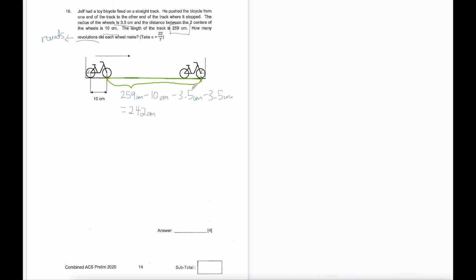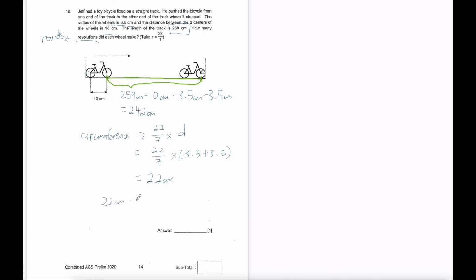Okay, and yeah, we have to find the circumference of one wheel. So circumference is pi times diameter. So my diameter is 3.5 plus 3.5. And use your calculator, you're going to get 22 cm. Okay, so one wheel makes 22 cm. And how many rounds will it make to make 242 cm?